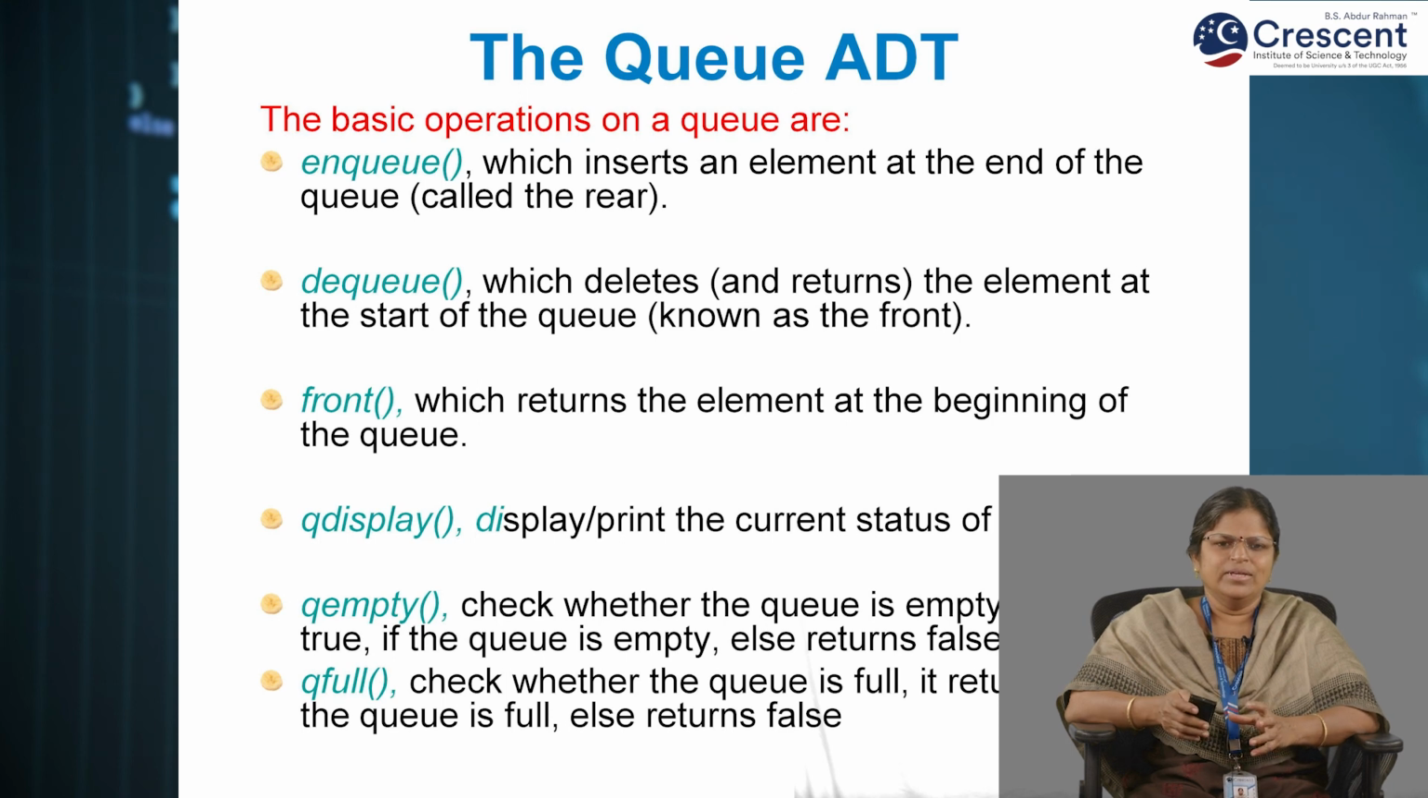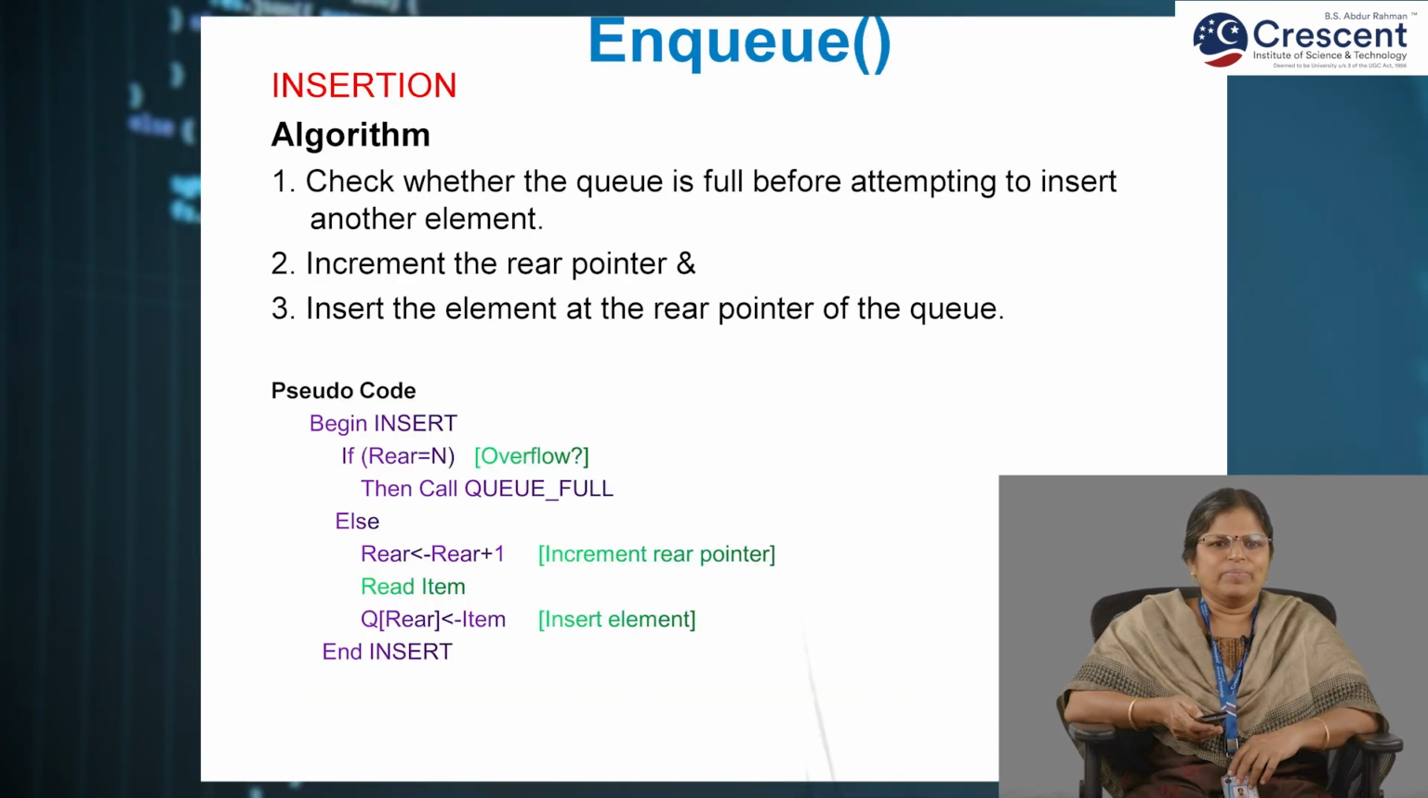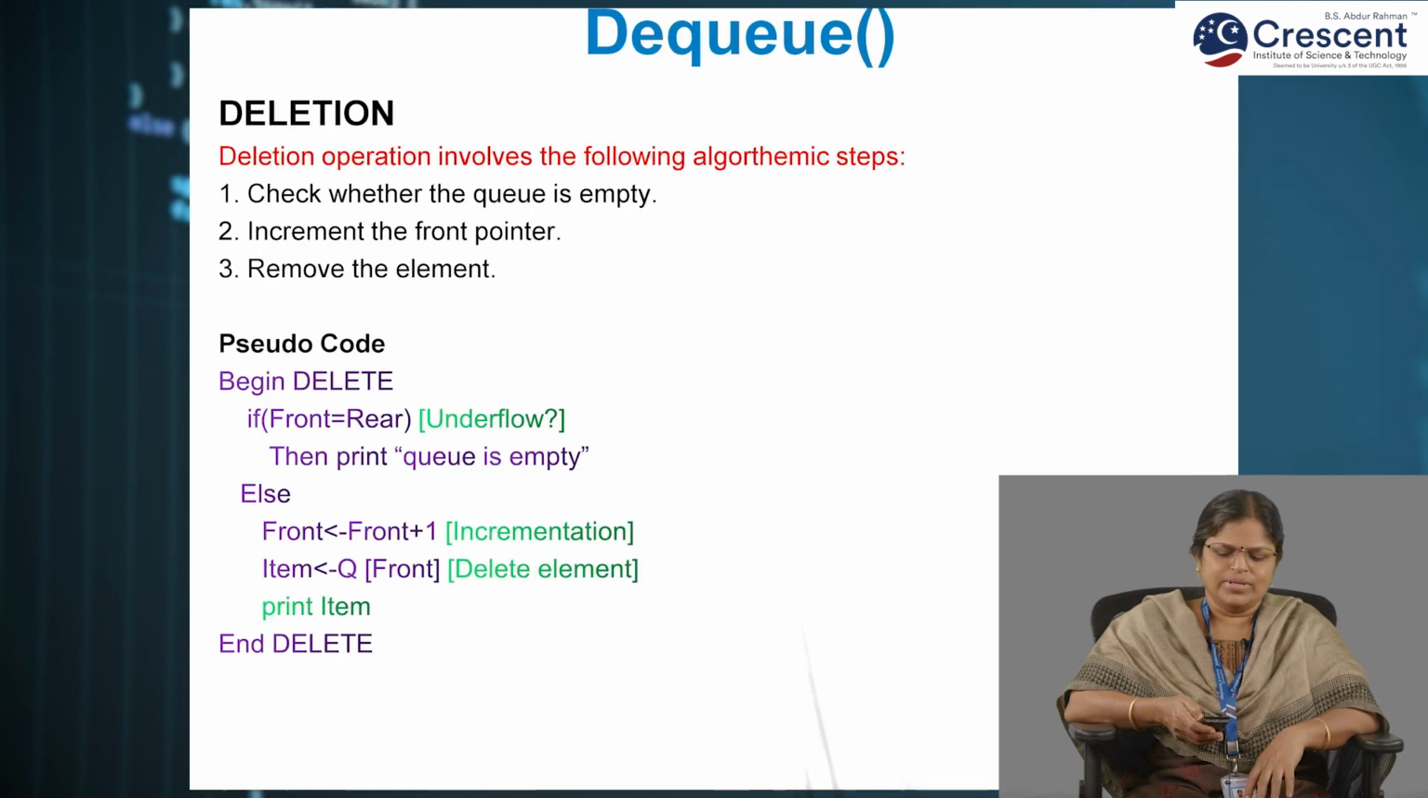I already mentioned these two functions are very, very important, right? Queue empty is checked for deleting data from the queue, whereas while inserting, you check whether the queue is full or not. So these are the operations supported with respect to the queue ADT. These are a few basic operations like insert. These are the steps with respect to insert, and these are the steps with respect to delete.